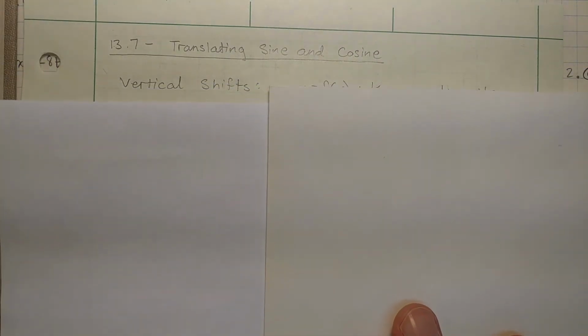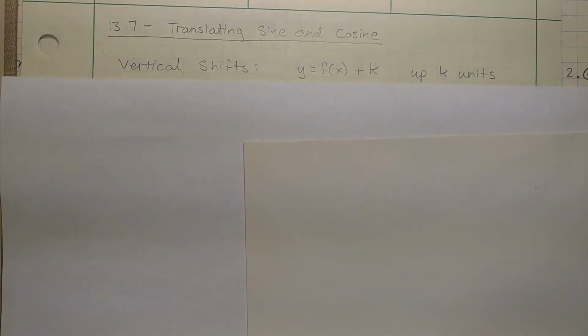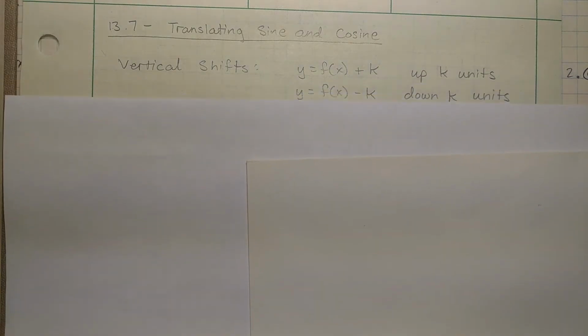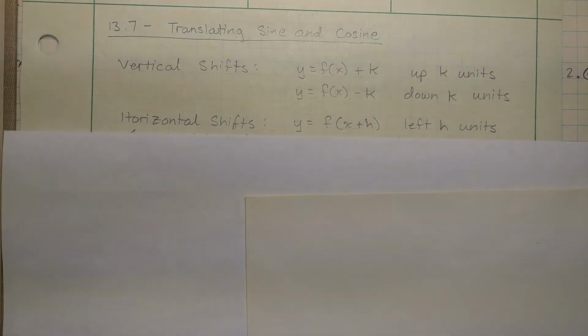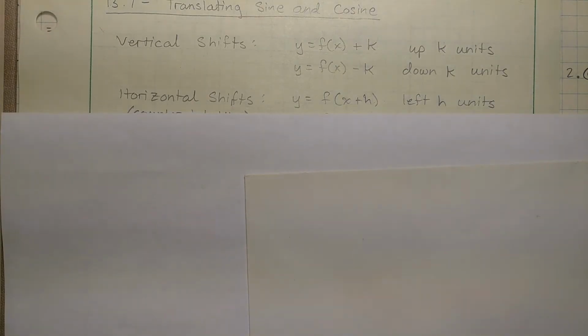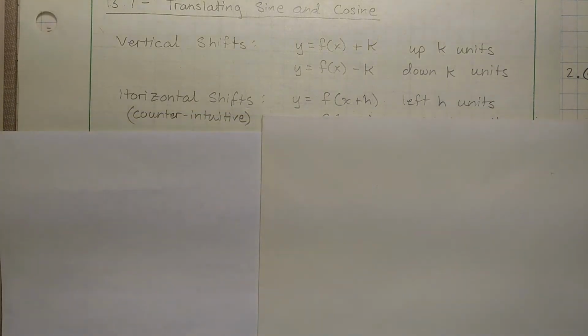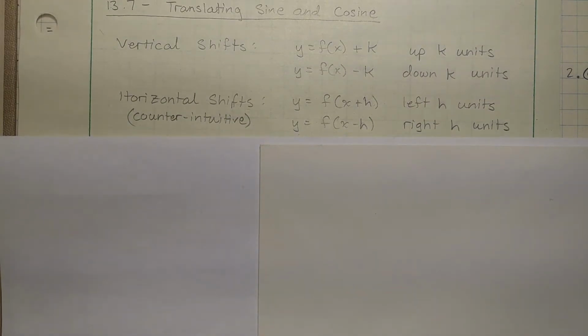First, some reminders. Vertical shifts are when we take our function and we add k to it, that moves it up. Or if we subtract some number k from it, it moves it down. So that's our up and down. We've had this before. For horizontal shifts, we will add h to it. Now remember, horizontal shifts are counterintuitive. If we add h to it, it actually moves it left h units. If we subtract h, it actually moves it to the right. So it's important to remember that horizontal are counterintuitive.